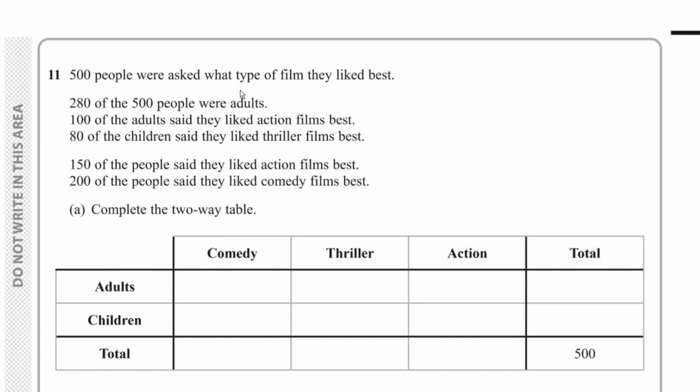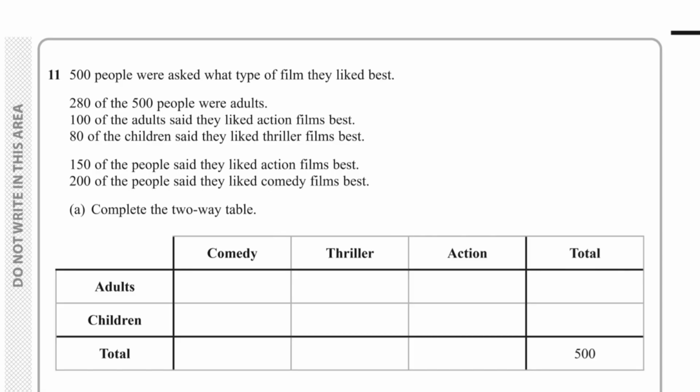500 people were asked what type of film they like best. 280 of the 500 people were adults. 100 of the adults said they liked action films best. 80 of the children said they like thriller films best. 150 of the people said they like action films best. 200 of the people said they like comedy films best. Part A. Complete the two-way table.